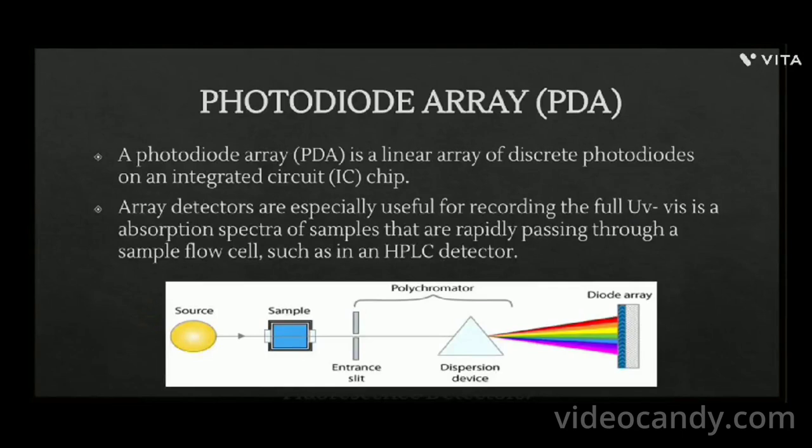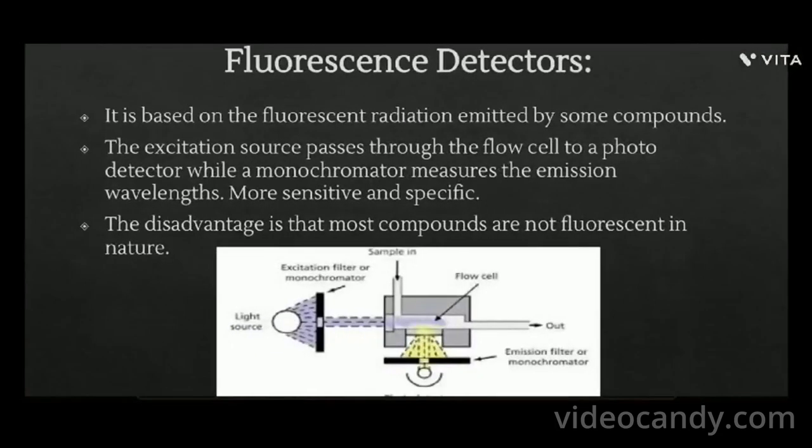Photodiode array. A photodiode array is a linear array of discrete photodiodes on an integrated circuit chip, that is called an IC. Second, array detectors are especially useful for recording the full UV visible absorption spectra of samples that are rapidly passing through a sample flow cell, such as in an HPLC detector.